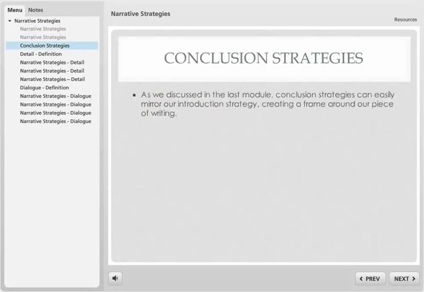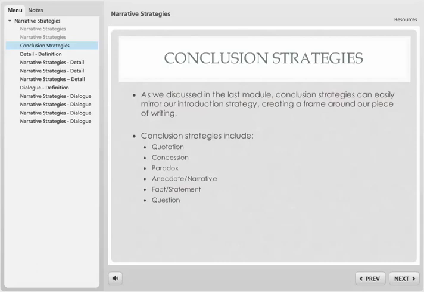As we discussed in the last module, conclusion strategies can mirror our introduction strategies. This means that we can revisit the introduction strategy that we used at the start of our essay when we construct our conclusion, which can help wrap things up for our reader. Remember, when we revisit our introduction strategy in our conclusion, that creates a frame for our reader. Thus, our conclusion strategies include quotations, concessions, paradoxes, anecdotes or narratives, facts or statements, questions, incorporating background information, or revisiting the overall goal. Try to utilize the same introduction strategy and revisit it in your conclusion to create that frame for your reader.